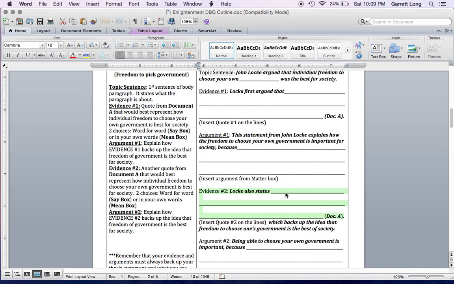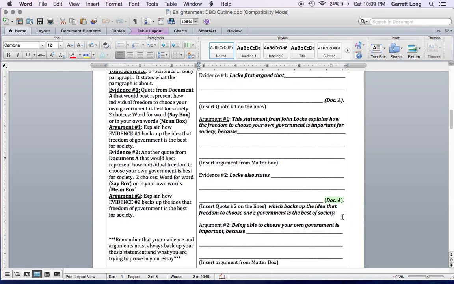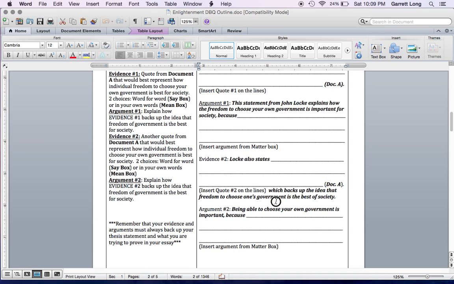Locke also states, and then on the blank lines, guys, you will write down your second quote. And if you notice, once again, right here, after your quote, in parentheses, you have to cite it, Doc A. Finally, you will write down your second quote, cite it, Doc A, and then you will finish it with which backs up the idea that freedom to choose one's government is the best of society. So once again, guys, anything in bold or italicized, you will write word for word in your paragraph.